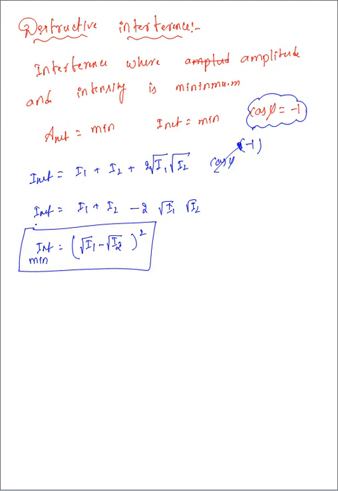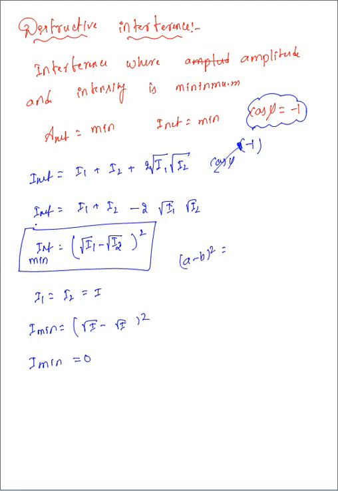If you assume I1 equals I2 equals I, then I minimum equals under root I minus under root I whole square. Therefore I minimum equals 0. That is the minimum case. So the maximum we got is under root of I1 plus under root of I2 whole square. The minimum we got is under root of I1 minus under root of I2 whole square. From where we got this formula? A minus B whole square, which we just wrote.